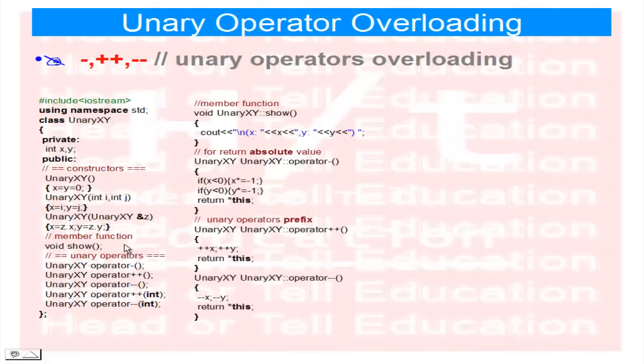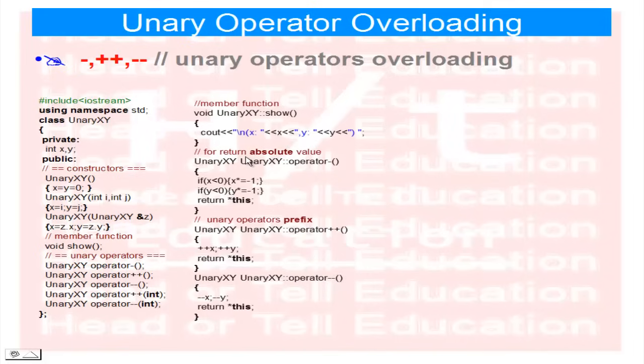Okay, so this is the void show function. The body is not defined inside the class, the body is outside the class, so it is defined like void unary xy, the scope resolution operator colon colon, and the show function. This function is related to this class, so this is the class name, and this is the return type of the function. So this is very simple, this is show. In a new line this function shows the value of x and y.